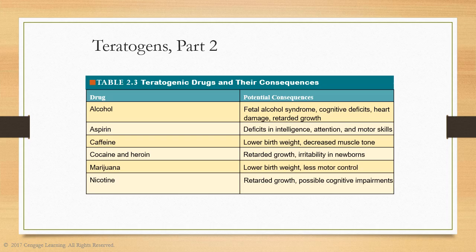Nicotine, so that's smoking, that's a big one. That retarded growth and possible cognitive impairments, and sometimes lower birth weight. With nicotine, what happens is that it constricts the blood flow from the umbilical cord through the placenta, so the baby gets less oxygen and nutrients to grow and develop, and that's why you get that stunted growth and the possible cognitive impairments.